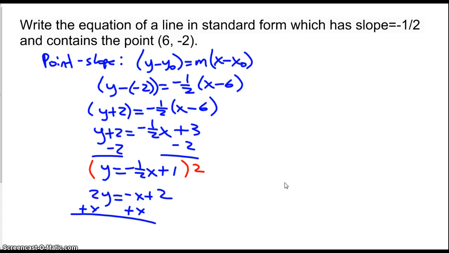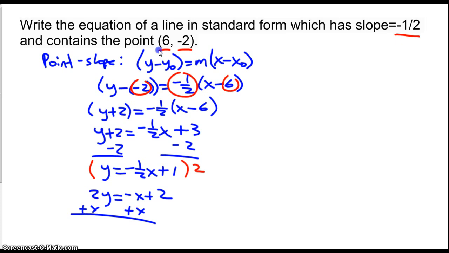We had plugged in the 6 for x and the negative 2 for x0 and for y0. And we had plugged in the negative 1/2 for the slope. And then we were just in the process of converting that into standard form by getting rid of parentheses. And then we got rid of the fractions by multiplying by 2.